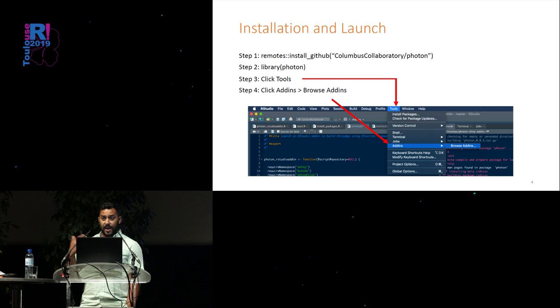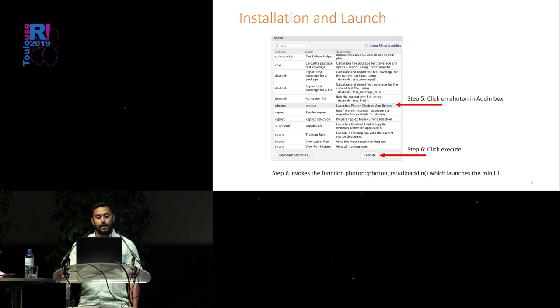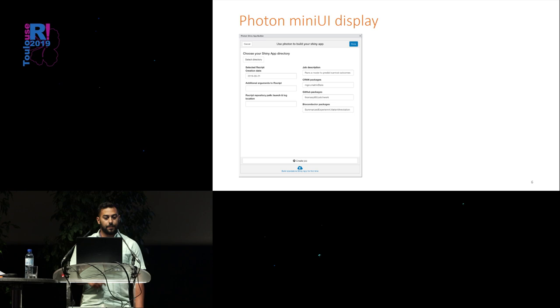And it's an RStudio add-in, so all you have to do is download the package using remotes. You load the library, click Tools, and then click Browse Addins. You can then click on the Photon add-in box and click Execute, which invokes this function, Photon RStudio add-in. And it is a mini UI display, so you can select your directory and add different descriptions.